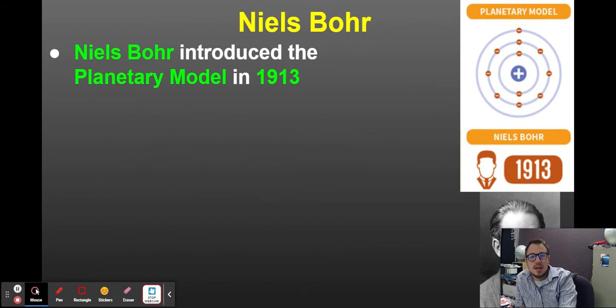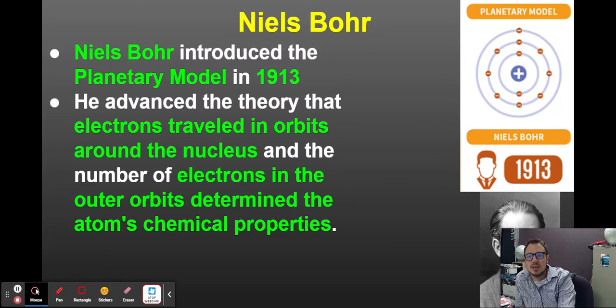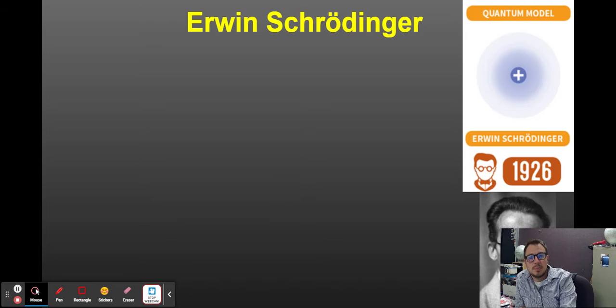All right, and that brings us to 1913 with Niels Bohr, who introduced the planetary model. Now, he advanced the theory that electrons travel in orbits around the nucleus, and the electrons in the outer orbits, or those valence electrons, determine the atom's chemical properties.